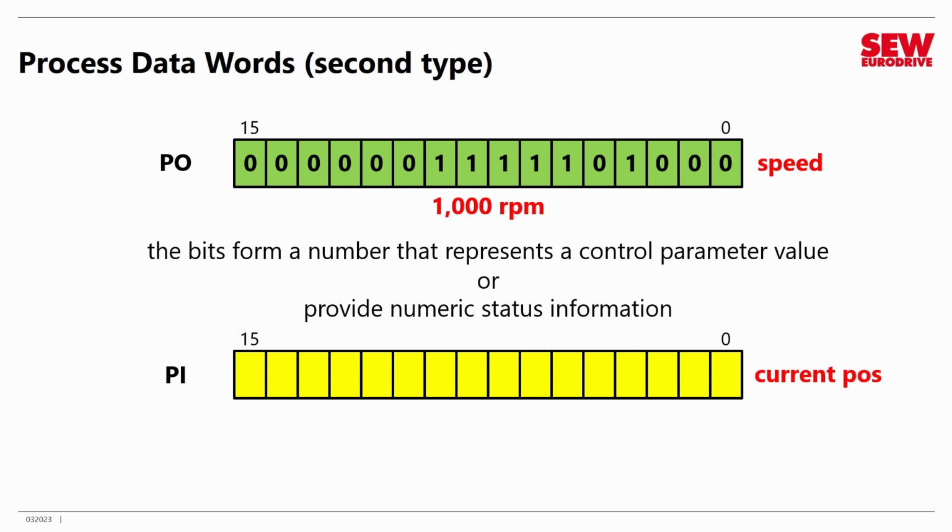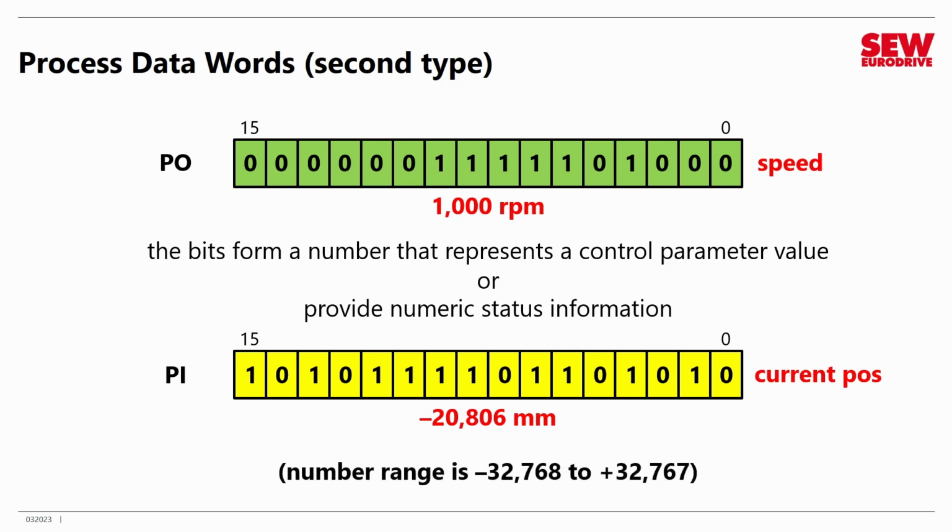With process input words, often we have numeric status information. For example, maybe we have a process input word going back to the PLC telling us what our current position is. The VFD is reporting where the encoder is reporting the drive is positioned. So maybe it sends back this, which happens to translate to minus 20,806 millimeters. So a number. I should probably give you a heads up on the fact that a 16-bit number has a numeric range of basically plus or minus 32,000.